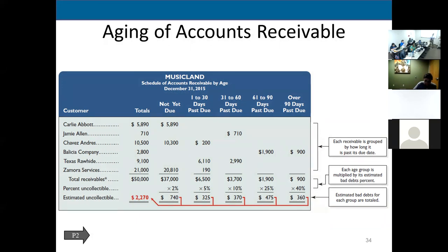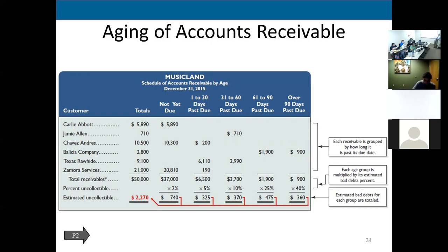So let's look at the Music Land schedule of accounts receivable by age, dated December 31st, 2015. Notice over here we have our individual customers, and notice how they're broken down: not yet due, 1 to 30 days, 31 to 60, 61 to 90, and finally over 90 days past due. First, the not yet dues are totaled. Each column thereafter is totaled. And then we're going to sum all of our totals. So the estimated uncollectible is $2,270.